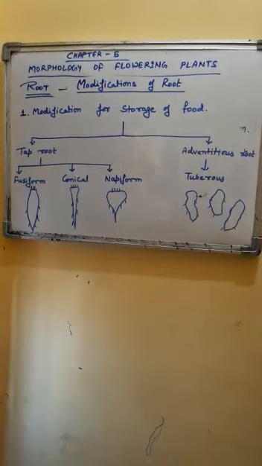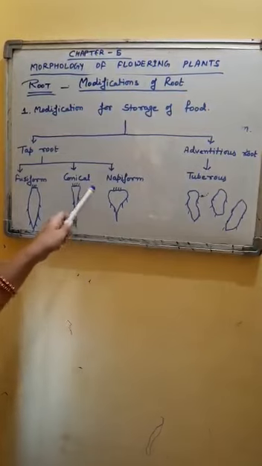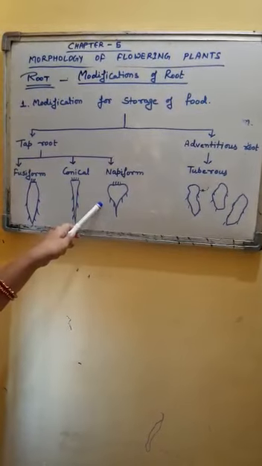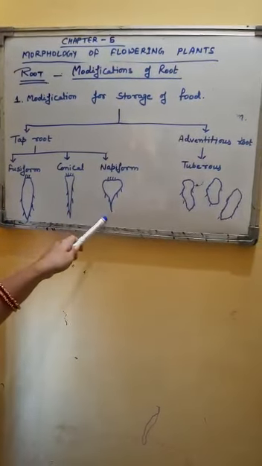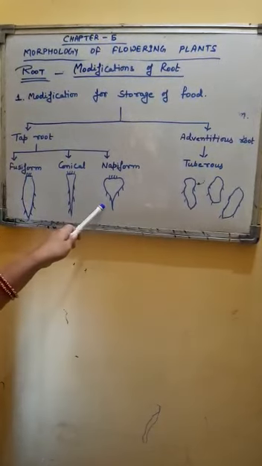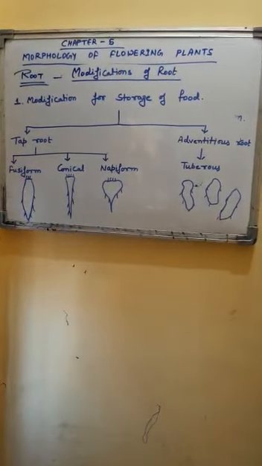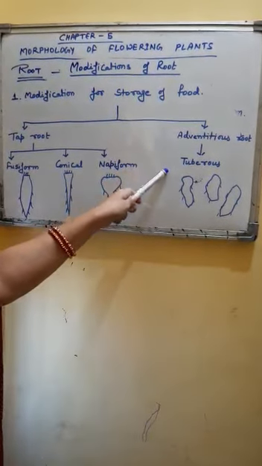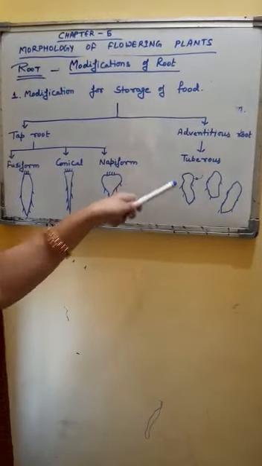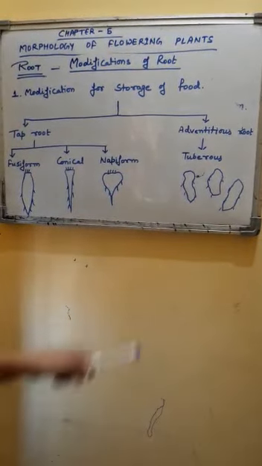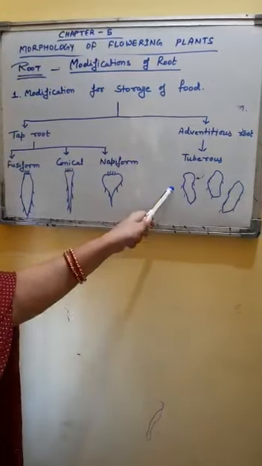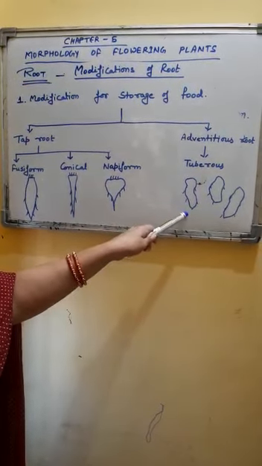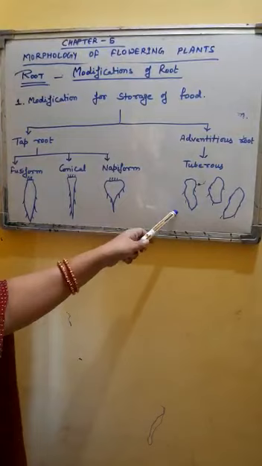The third example of taproot modification is called napiform. In this condition, the root becomes spherical, oval or top shaped. The example is turnip and beetroot. Adventitious roots also modify for storage of food. The very common form is called tuberous. Here the roots show irregular shape, sometimes spherical, sometimes oval, sometimes cylindrical. And the example here is the very common sweet potato.